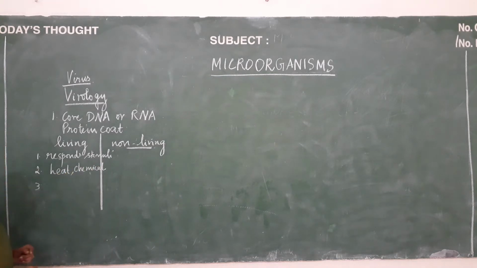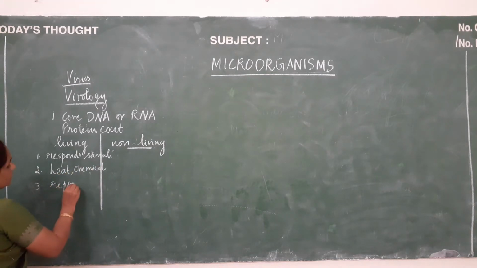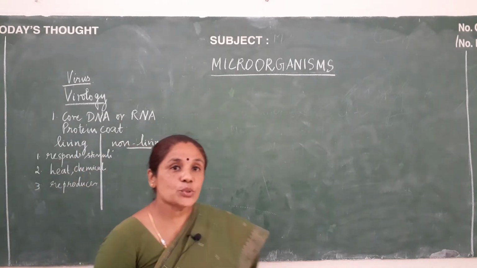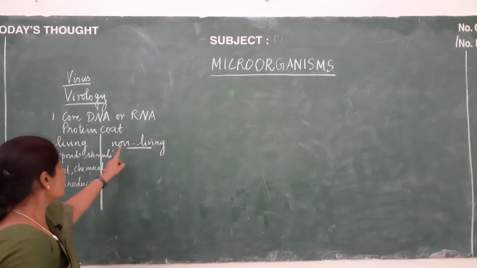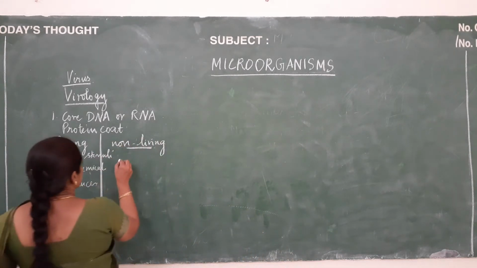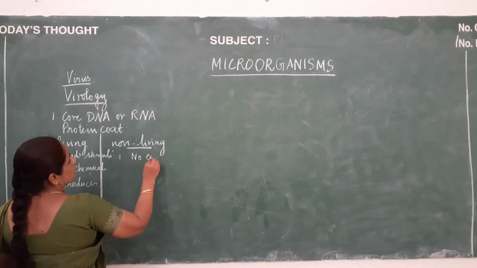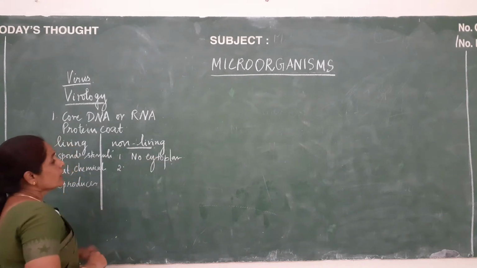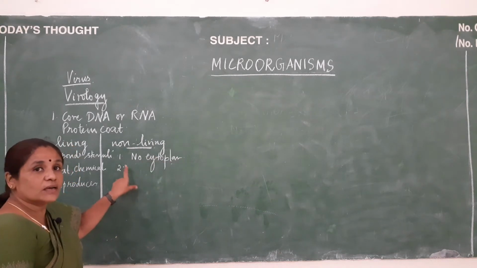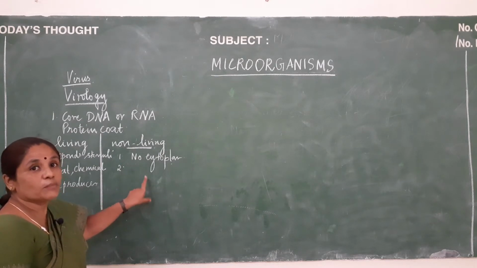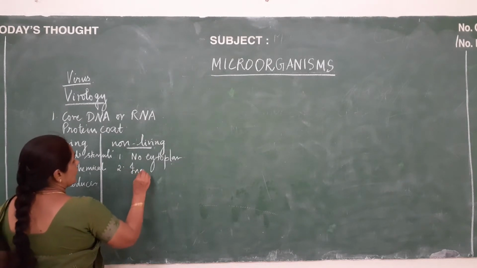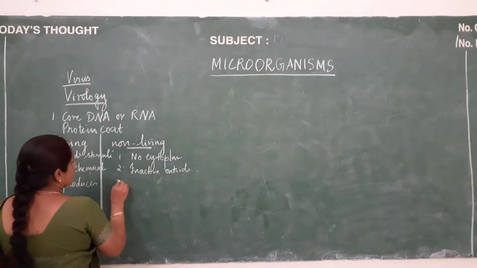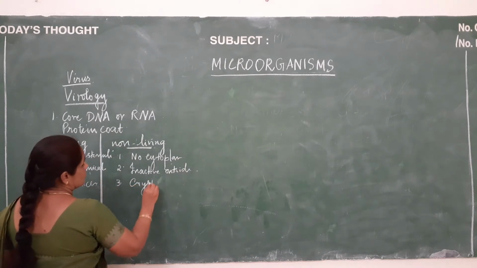And the third point will be, it reproduces within the body of the host and produces copies of itself. Next, let us learn about non-living characters, and the first character will be no cytoplasm. And the second character will be, it is active only within the living medium, and outside the living medium it remains inactive. And the third point, it could be crystallized.